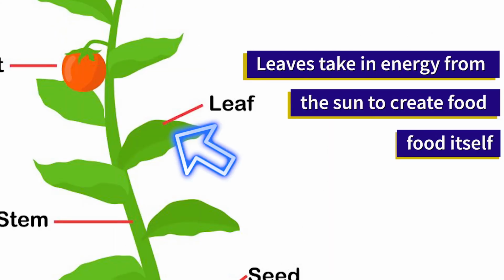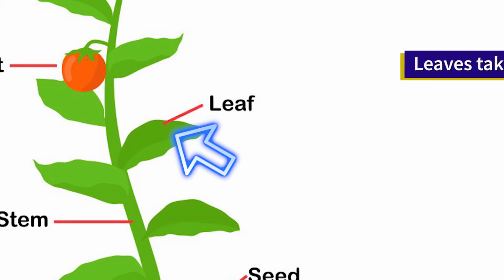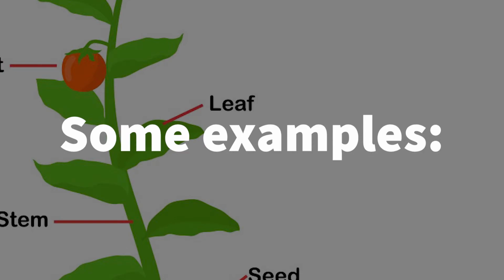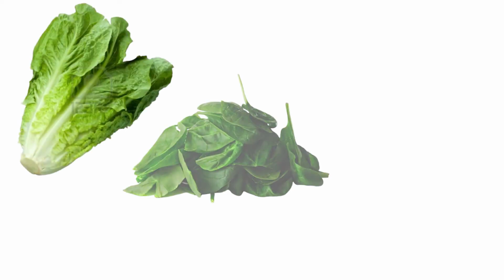Leaves take in energy from the sun to create food for itself. Can you think of any vegetables that look like leaves? A hint is something that you might put in a salad. So some examples here might be lettuce, spinach, and Swiss chard.